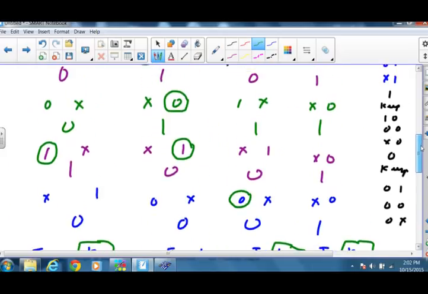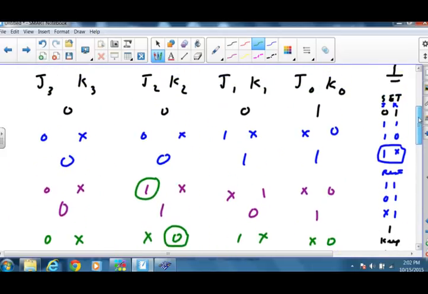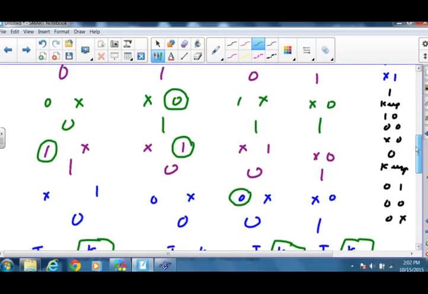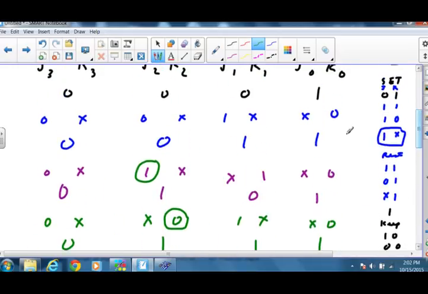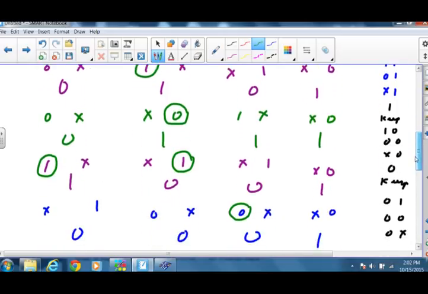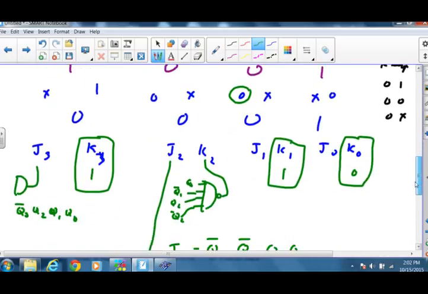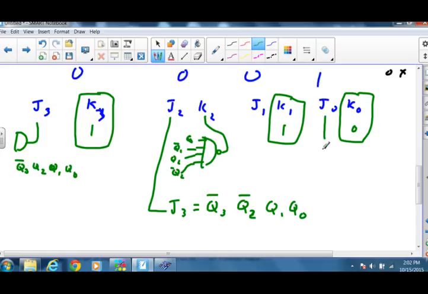J0. J0, it doesn't matter. J0 is an I don't care, I don't care, I don't care. So what's your pleasure? No? We'll put a 0 there. All right. Now all I have to do is build the circuit and show you that it actually works. That's all.